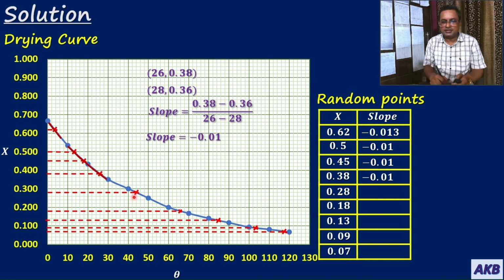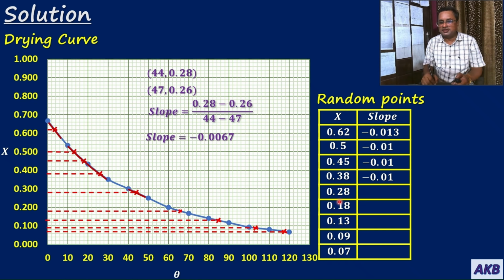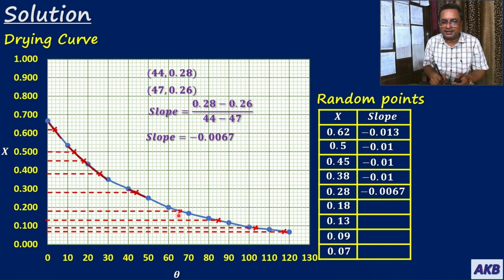Now next, let us draw the tangent at this point. So I have drawn the tangent at this point. Let us note down 2 points on it. One point is 44, 0.28, that is this point, and the other point is 47, 0.26 over here. So slope will be 0.28 minus 0.26 divided by 44 minus 47. So that gives us slope as minus 0.0067. So at x is equal to 0.28, slope is minus 0.0067.